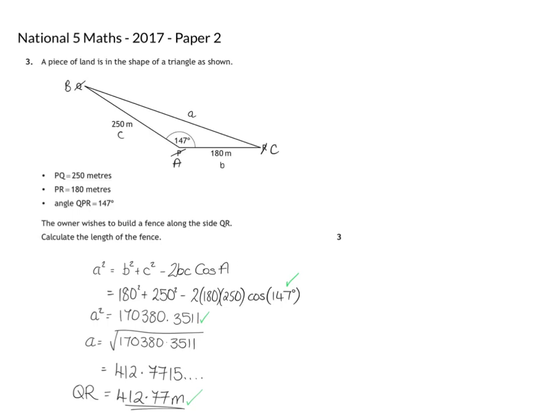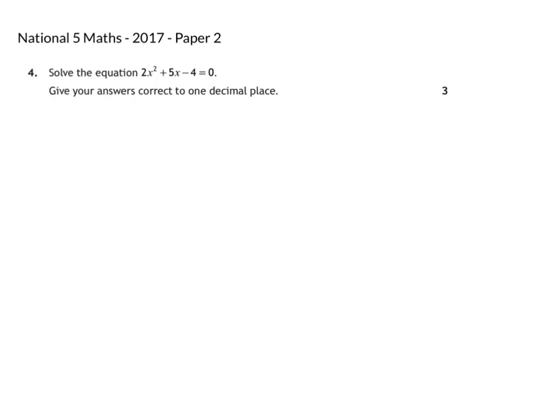Let's keep going. Okay, so question 4. It says to solve the equation 2x squared plus 5x minus 4 equals 0, giving our answers correct to 1 decimal place. So this sentence here, correct to 1 decimal place, when we have a quadratic equation, gives us the clue that we're not likely to be able to factorize this. So that means we are going to be using our quadratic formula.